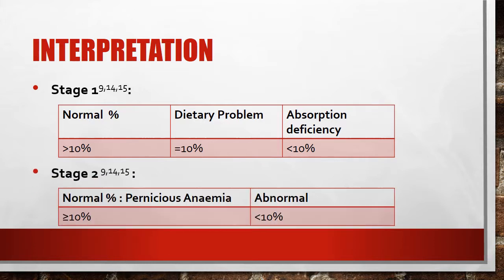In stage 2, if the results are equal to or more than 10%, then we have corrected the problem with the administration of the intrinsic factor. This means that the patient has pernicious anemia due to a problem with producing the intrinsic factor. If the results are less than 10%, then stage 3 commences due to the problem not being corrected.